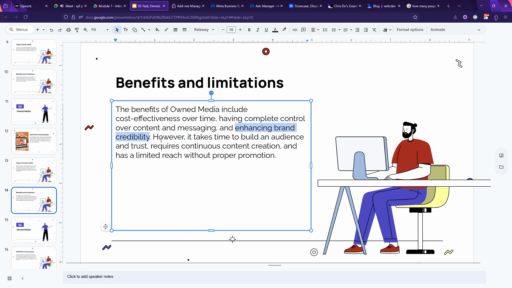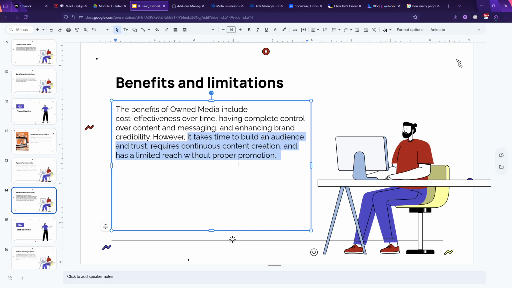Because if you are teaching, if you are empowering people, then you are crediting yourself, and then people will credit your brand, that this brand is knowledgeable, this brand is good. However, it takes time to build an audience, and trust requires continuous content creation, and has a limited reach without proper promotion. So this is one of the types of paid, owned, earned media.